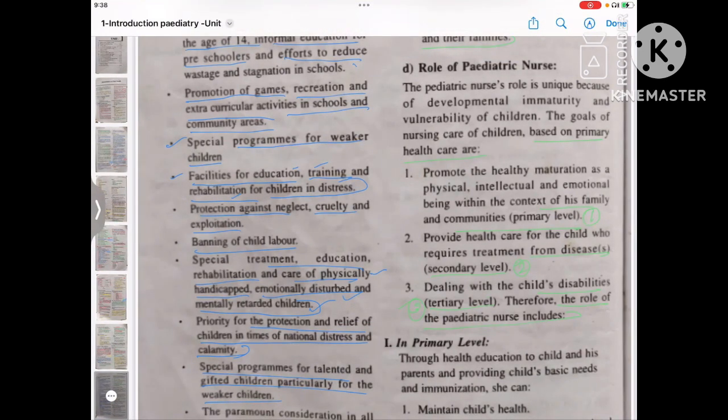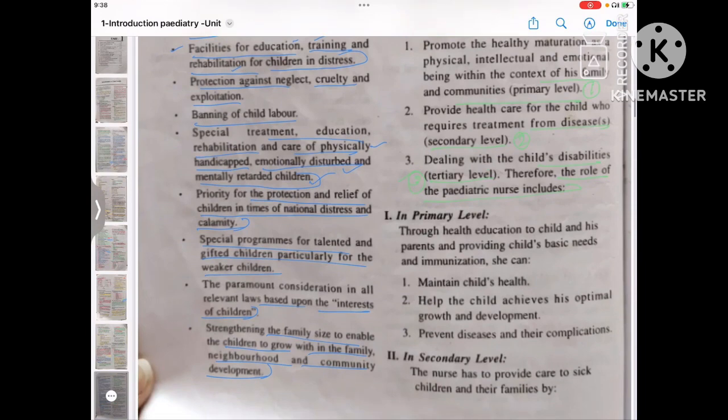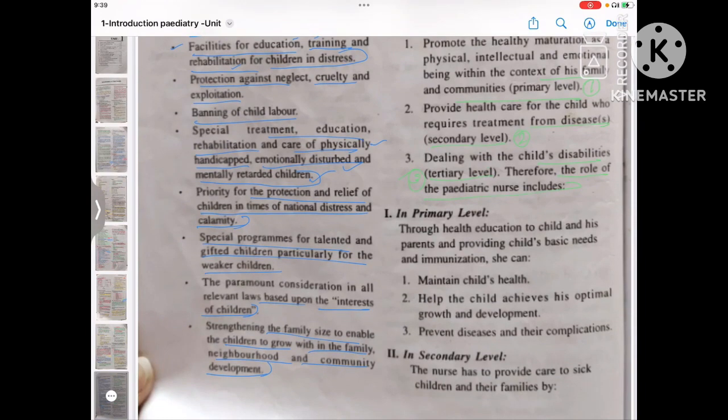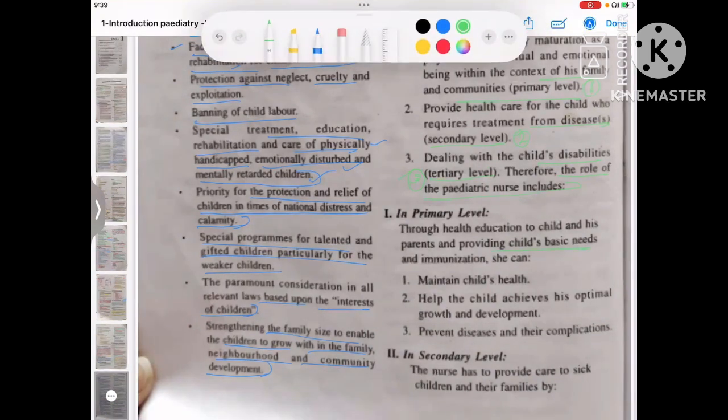So first one, let's see what they will do in the primary level. Health education to children and their parents, providing the children's basic needs and immunization. Here at the primary level, first of all, before getting the disease, as a precaution, what will we do? We will give immunization to the children, right? Within 9 days after the birth of the baby, the BCG vaccine has to be taken, that we know. So that within 9 days has to be taken.